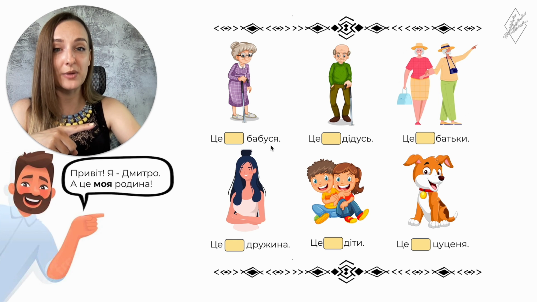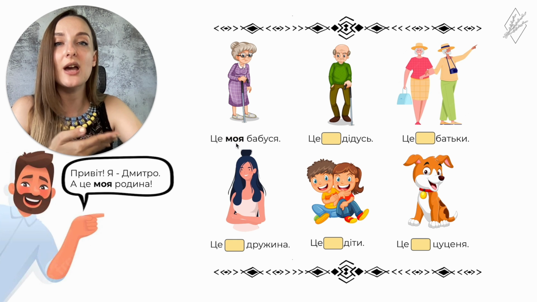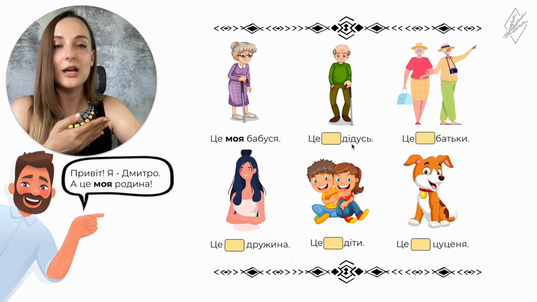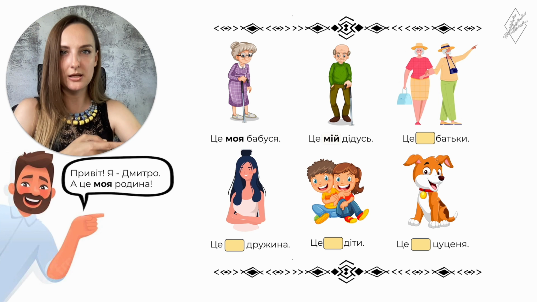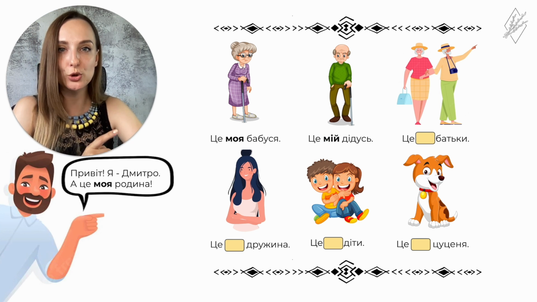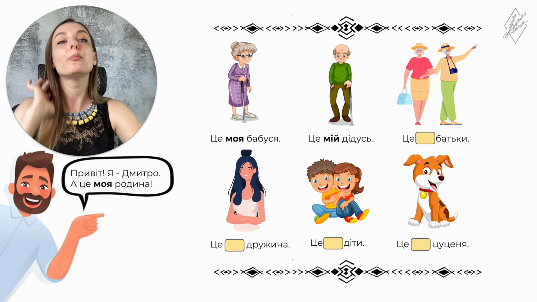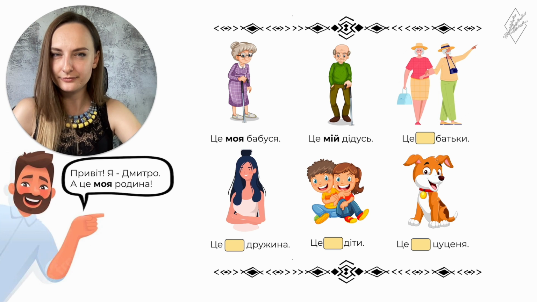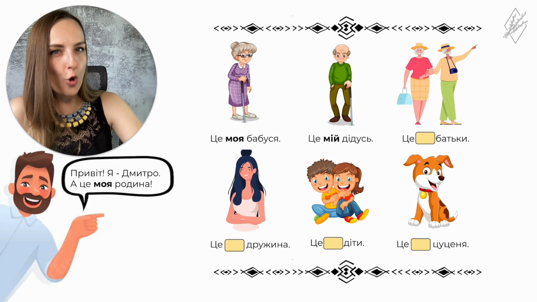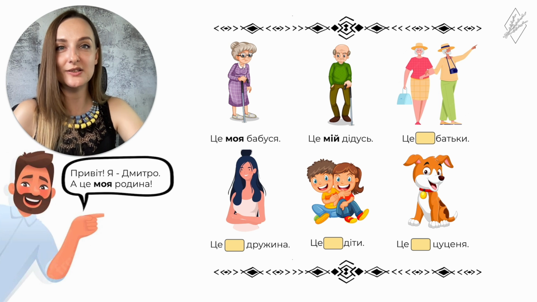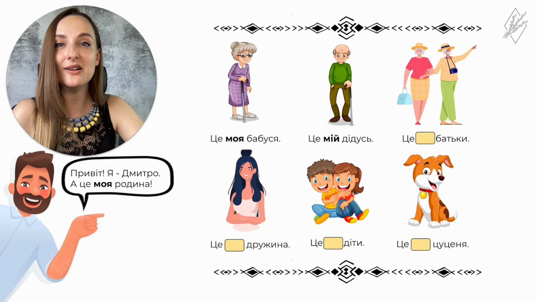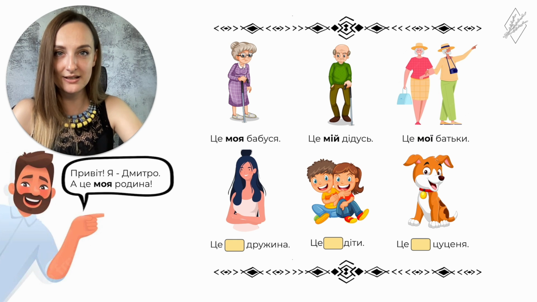Бабуся is feminine, right? So that is why here we would say моя. Це моя бабуся. Now, дідусь. Мій. Це мій дідусь. The next one. Батьки. What is батьки? We know that батько is a father, but батьки will be translated as parents. These are my parents. Це мої батьки.